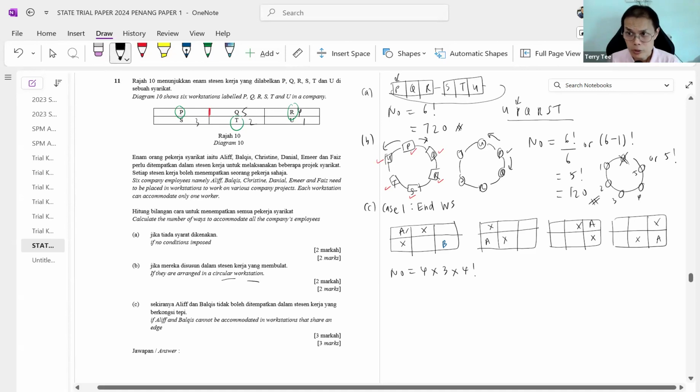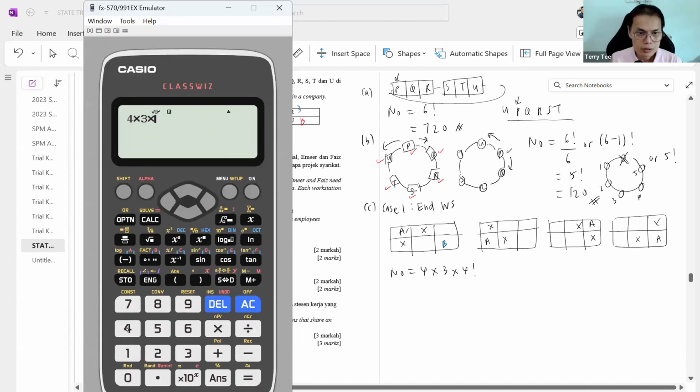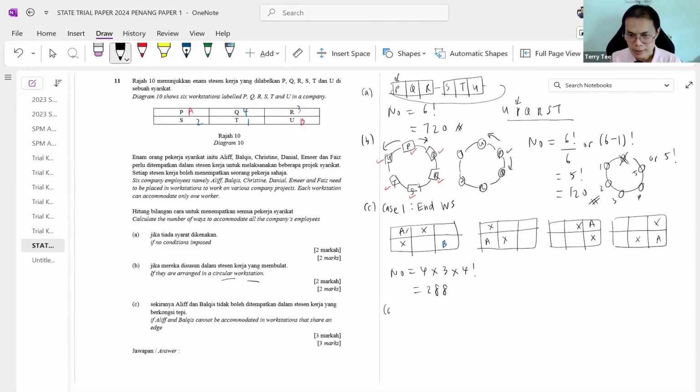This is the case where we put Alif or Balkis in the end workstation so that they are not next to each other. Okay. Yeah, I hope you understand when I say 4 of the rest, because once, for example, I put Alif here, I put Balkis here, I still got 4 more people. So how many ways to arrange the rest? 4, 3, 2, 1, or 4 factorial, right? So calculation is 4 times 3 times 4 factorial. That gives us 288.